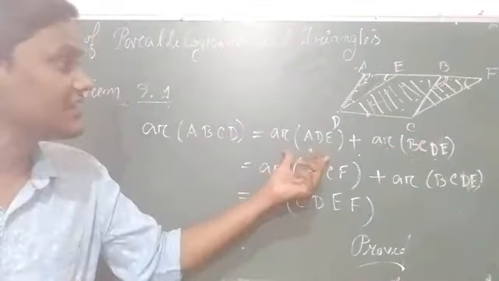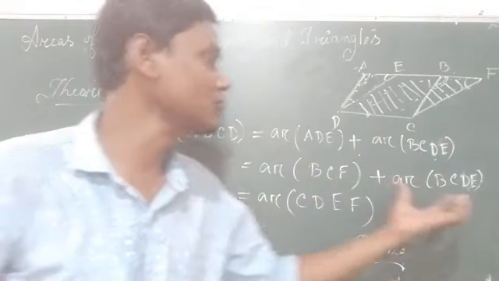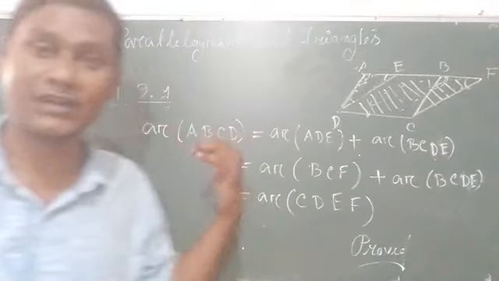Now in place of ADE, I can write BCF. While adding BCF with BCDE, I will get completely CDEF. That is what we are supposed to prove.